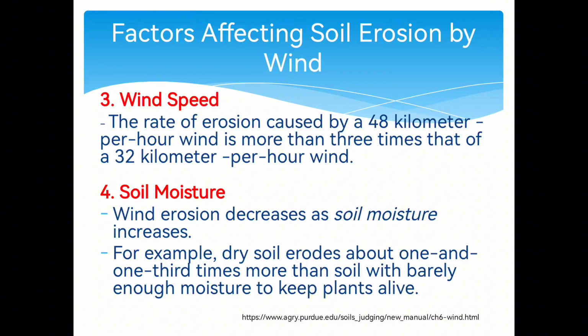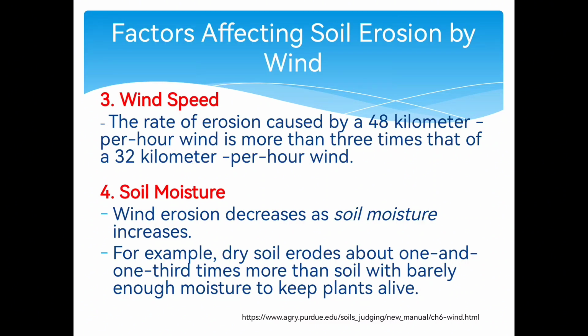And then we have the wind speed. The rate of erosion caused by a 48 km per hour wind is more than 3 times that of a 32 km per hour wind. So the wind speed is very, very important.